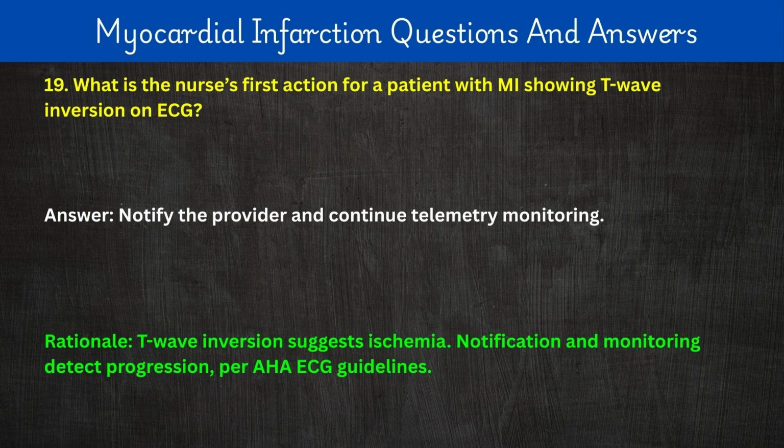19. What is the nurse's first action for a patient with MI showing T-wave inversion on ECG? Answer: notify the provider and continue telemetry monitoring. Rationale: T-wave inversion suggests ischemia. Notification and monitoring detect progression, per AHA ECG guidelines.